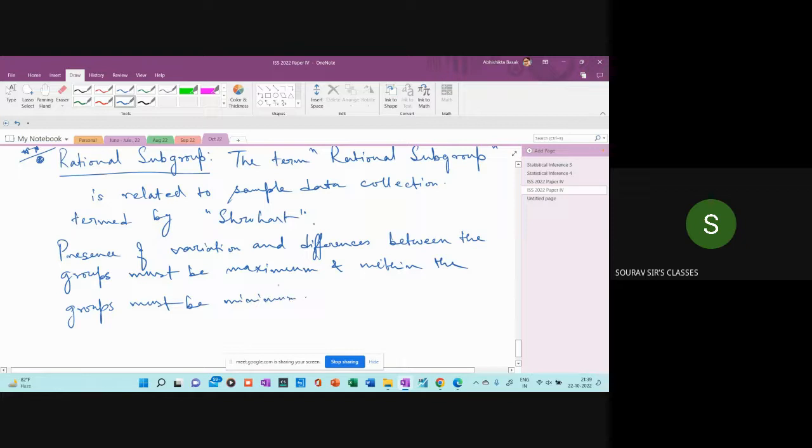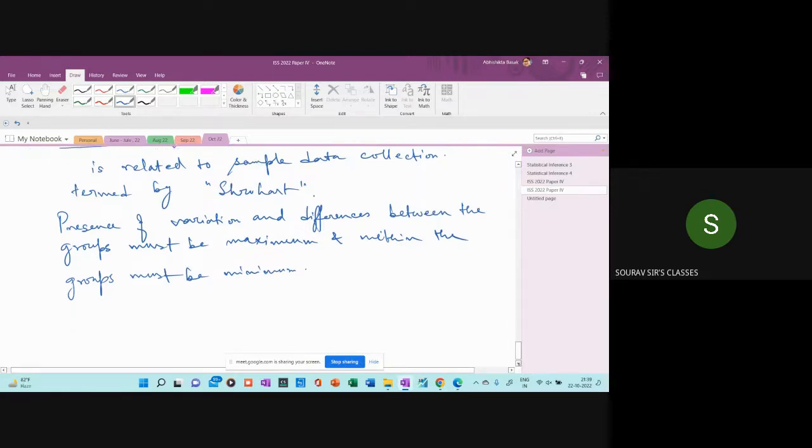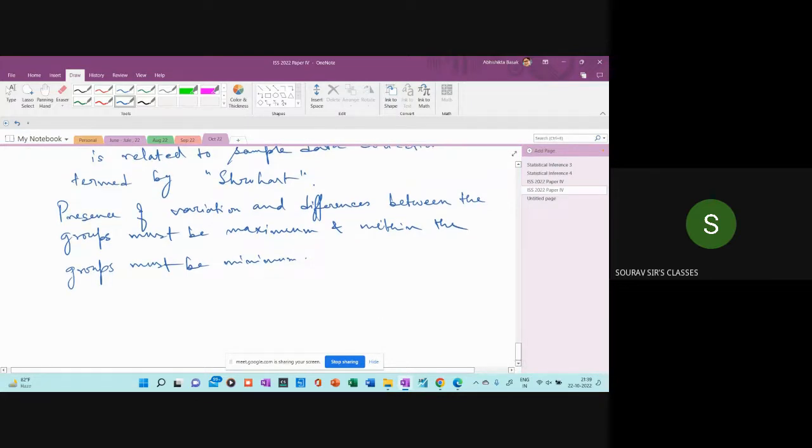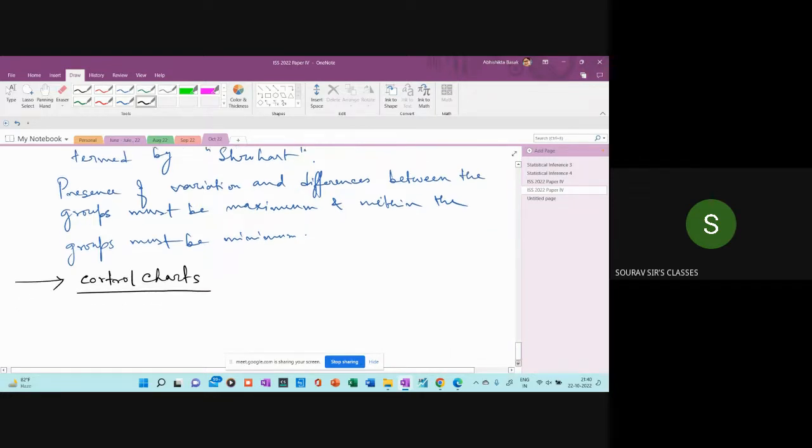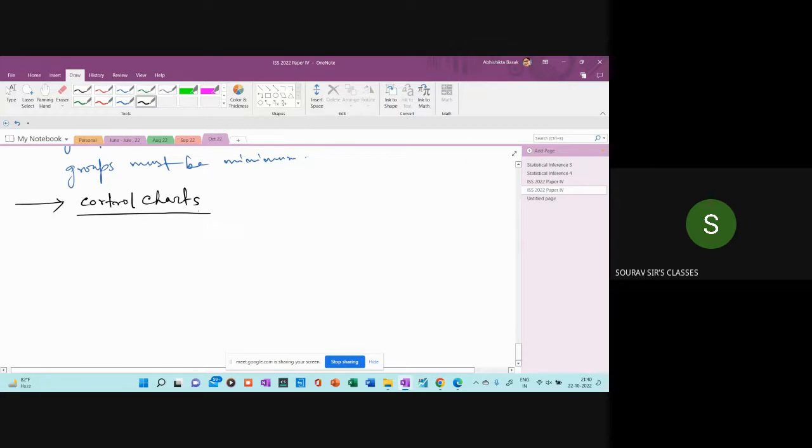So this is what is called the rational subgroup concept. Based on these two things, what was the conclusion, and how can we utilize this concept? The result was that we defined control charts. He said that we can define something called control charts, which can tell me which products are capable of meeting the fitness of quality and are going to be marketed.